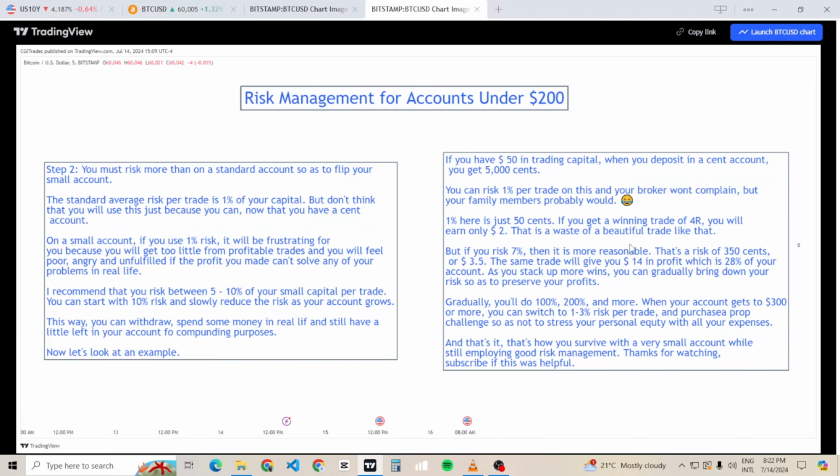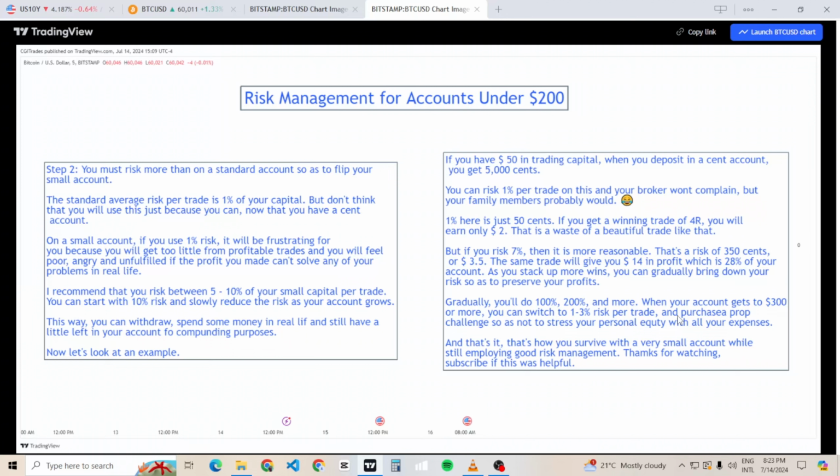You can buy clothes, buy food, maybe a pint of rice, a pint of beans, something like that, or a small bag of rice, those small 10 kg or 5 kg bags, whatever. So as you stack up more wins, you can gradually bring down your risk so as to preserve your profits, as you grow 100%, 200%, and more.